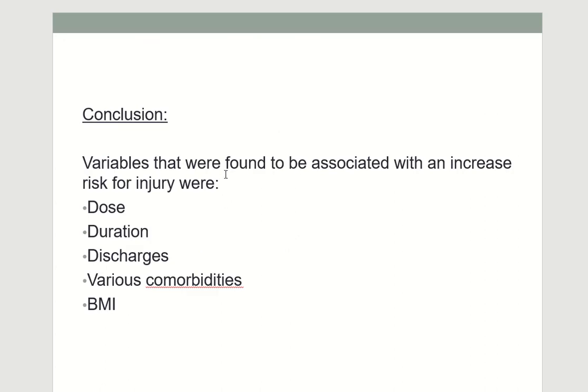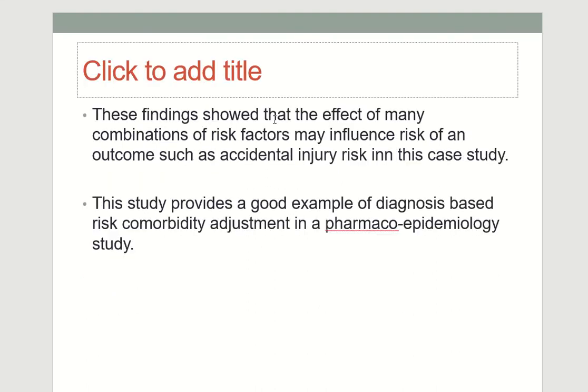In conclusions, variables that were not found to be associated with an increased risk for injuries were dose, duration, discharge, various comorbidity, BMI. These findings showed that the effect of many combinations of risk factors may influence risk of an outcome such as accidental injury risk in this case study. The study provides a good example of diagnosis-based risk comorbidity adjustment in a pharmacoepidemiology study.